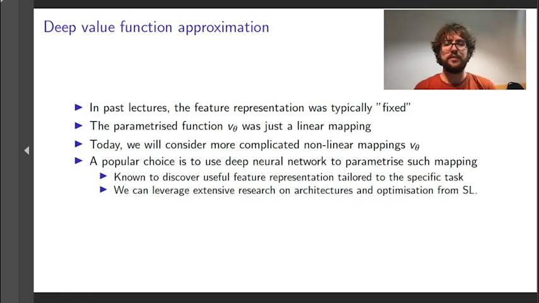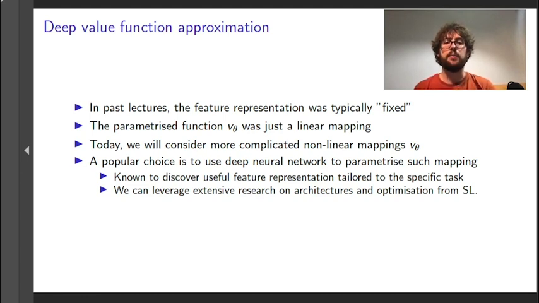So this is all good in principle, and we already saw that if some mapping phi is given, then it's possible to train a linear function to make reasonable value predictions. But today we want to consider a more complicated setting, where maybe the feature mapping is too naive and not informative enough to support reasonable value predictions if we have just a linear mapping on top of it.